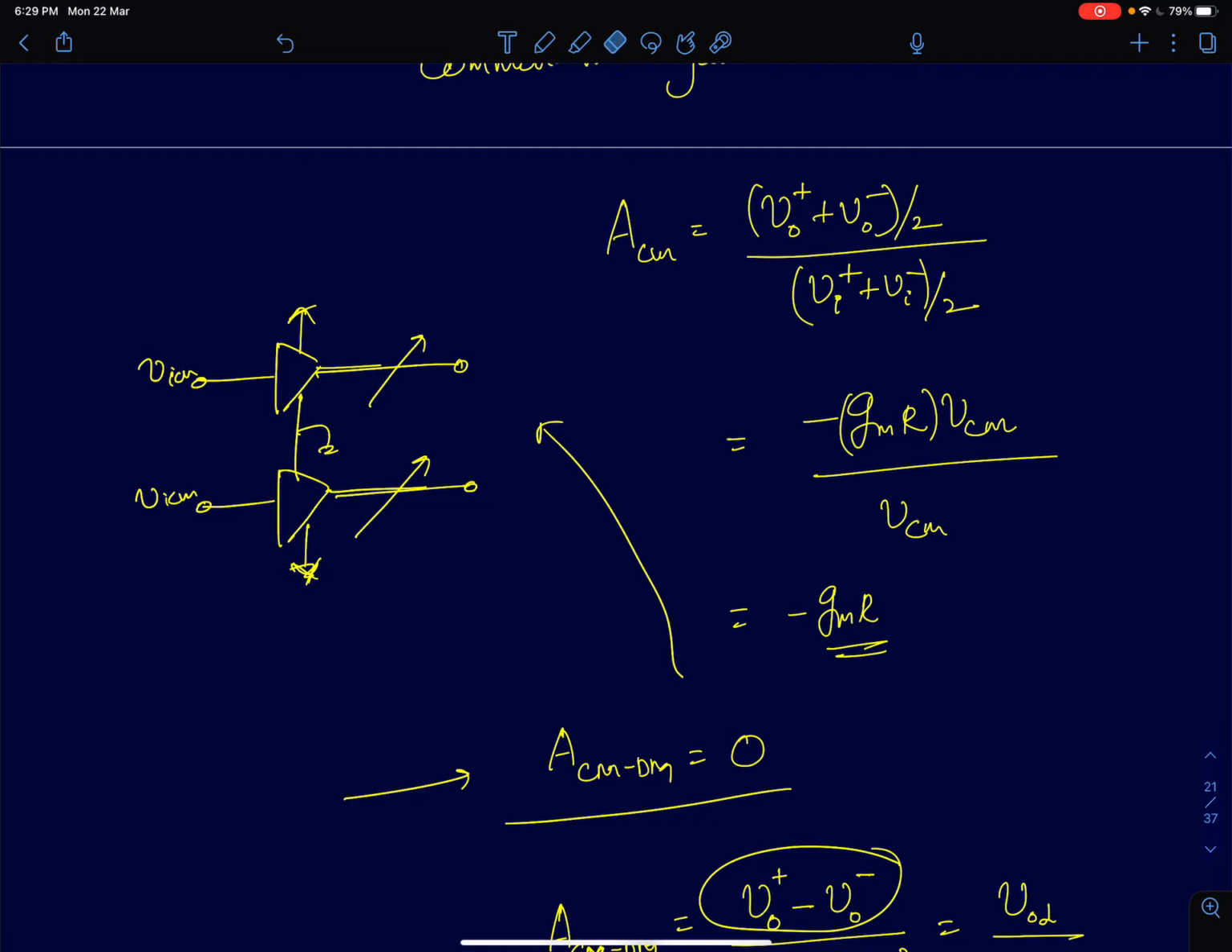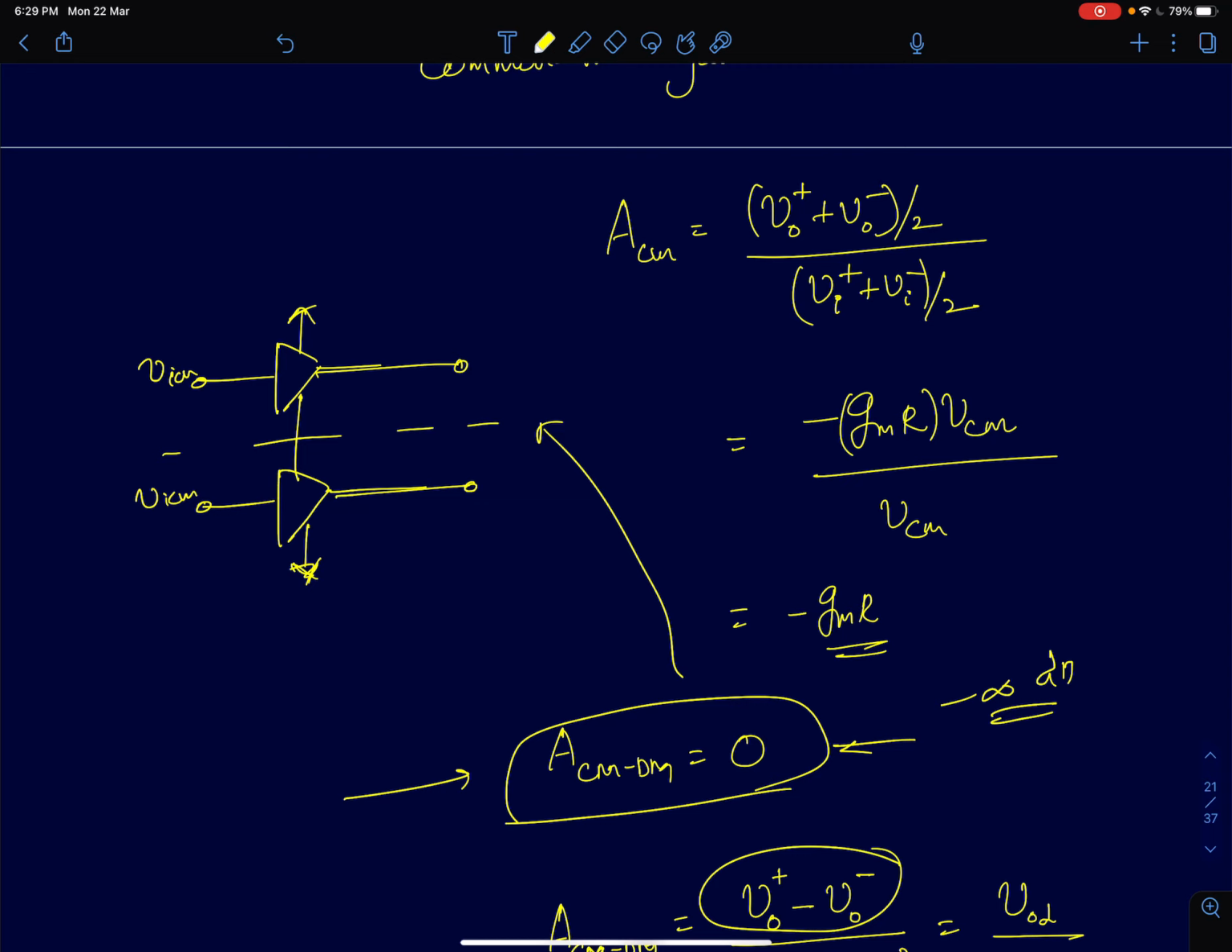Now this we can argue for a purely differential amplifier. When I say purely differential, it's purely symmetric around some axis of symmetry. Then for such an amplifier, I can always say that ACM-DM will be equal to 0, or minus infinity decibels.